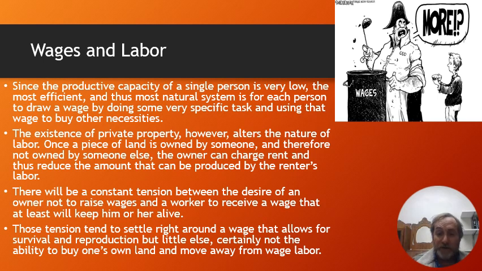And so there's always going to be this constant tension once private property enters the situation between the desire of an owner not to want to raise wages and a worker to want to get a higher wage, right? At the very least, they want a wage that will keep them alive and allow them to have children and a family. And this is right around where Smith predicts wages are going to settle, right? Wages are going to end up around the spot where the worker is able to survive, is able to reproduce, not a whole lot else, right? Wages are not going to typically be so high that the worker can afford to buy their own land or their own tools and be under themselves.